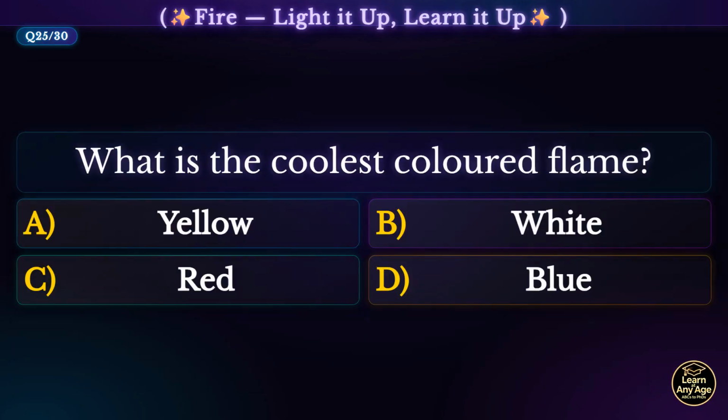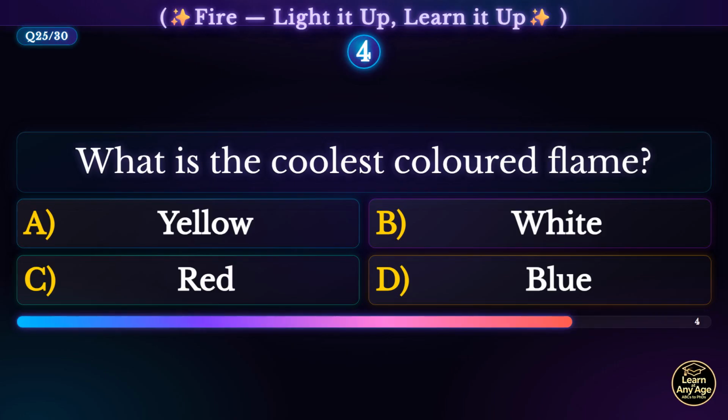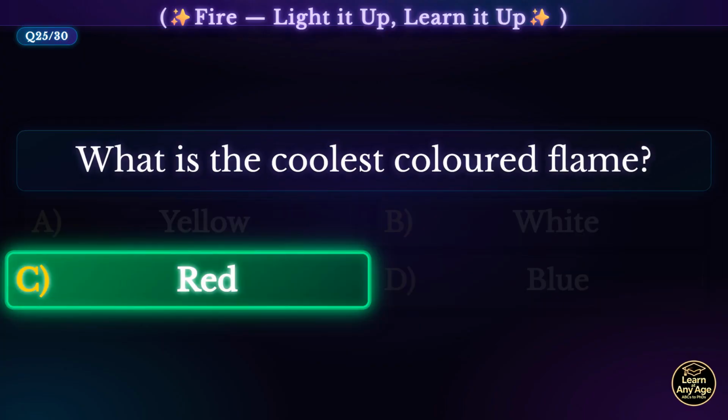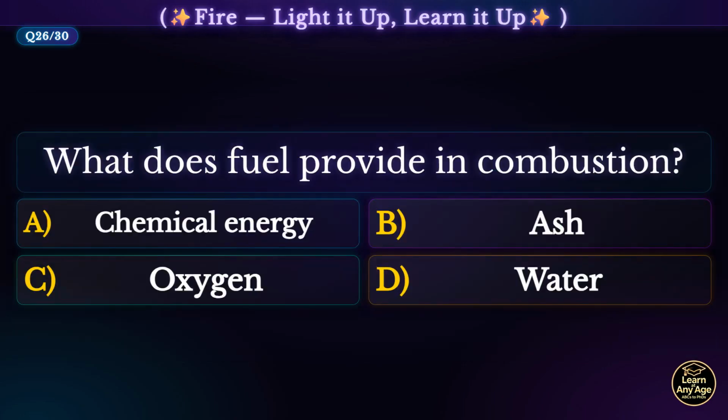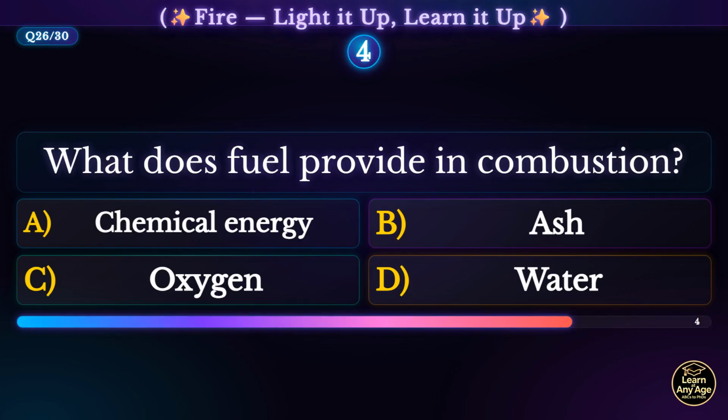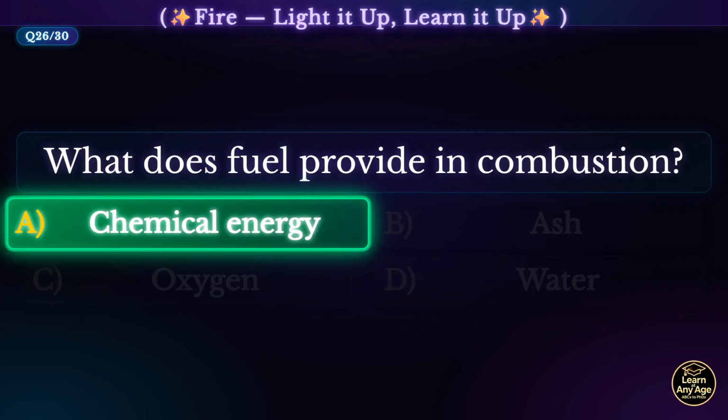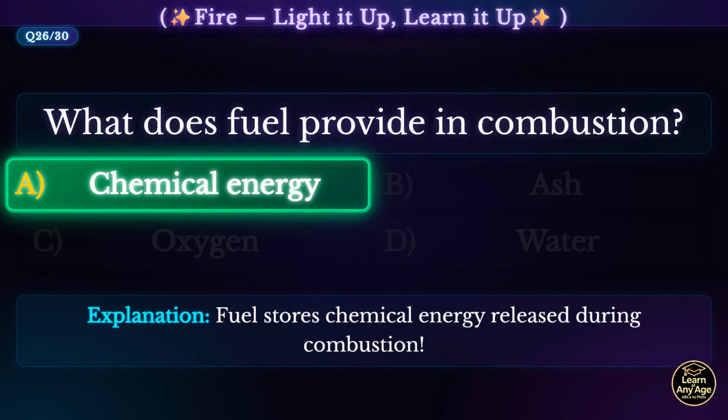What is the coolest colored flame? Red. Red flames burn at the lowest temperatures. What does fuel provide in combustion? Chemical energy. Fuel stores chemical energy released during combustion.